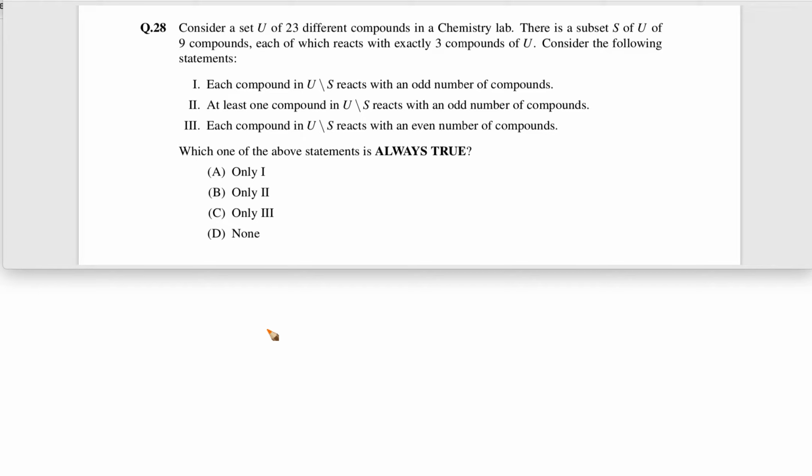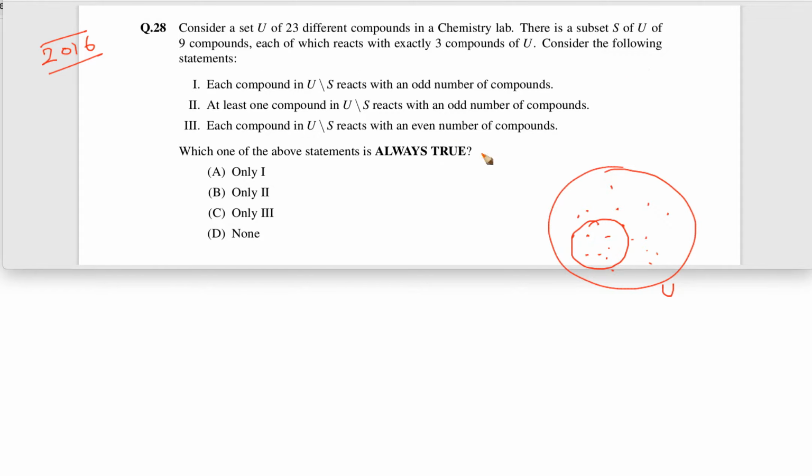Okay, now let's look at this question. This question came in GATE 2016, and they're saying, consider a set U of 23 different compounds in a chemistry lab. So there is a universal set U, and this has, let's say, 23 compounds. And there is a subset S out of that, which has 9 compounds.